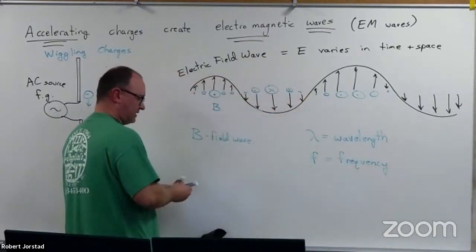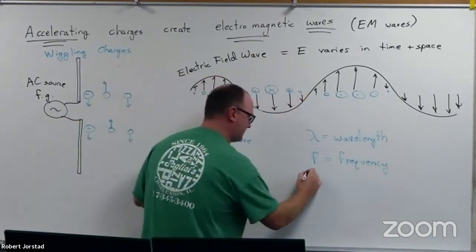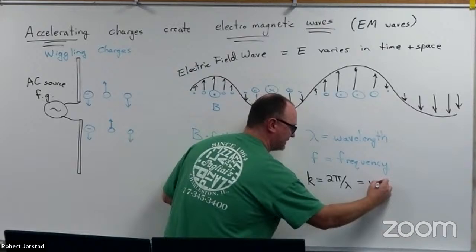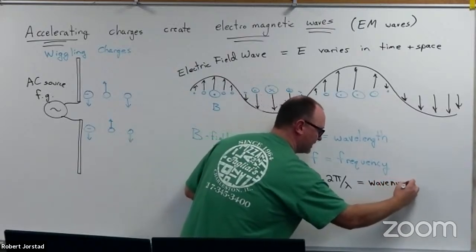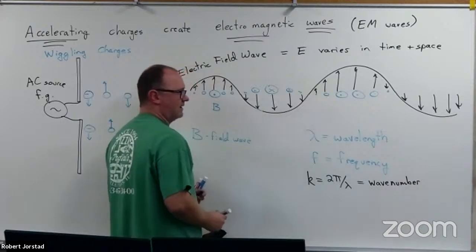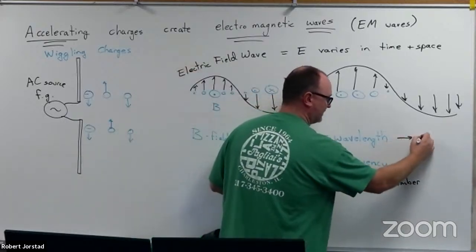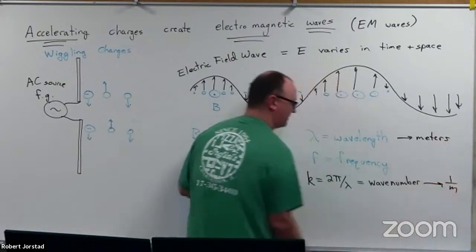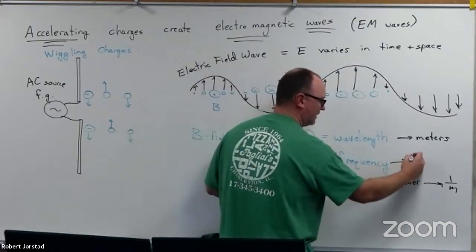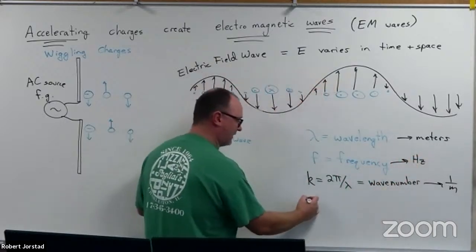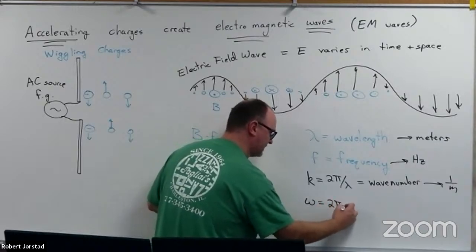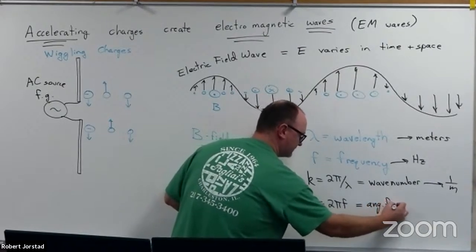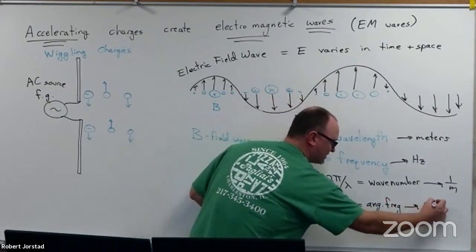It turns out there are a couple of other parameters here. k is equal to 2 pi over the wavelength, and this is called the wave number. Now, the units of a wavelength are meters, so the units of a wave number must be 1 over meters. The units of frequency are hertz, but we can convert those into angular frequency, which is in radians per second.